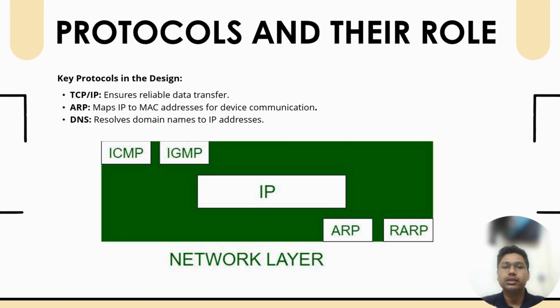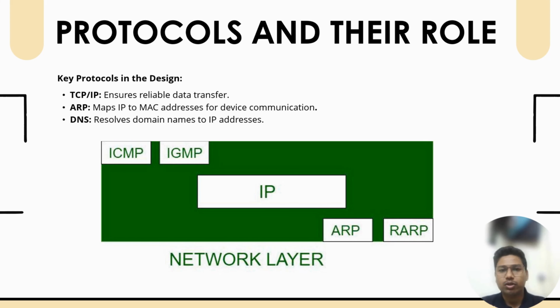Third one is DNS, Domain Name System. DNS converts user-friendly domain names like www.google.com into IP addresses that computers can understand. Example, when you type www.google.com into your browser, DNS acts like a phone book, translating it into Google's IP address so your device can connect.